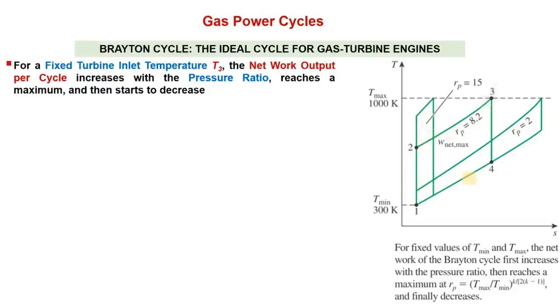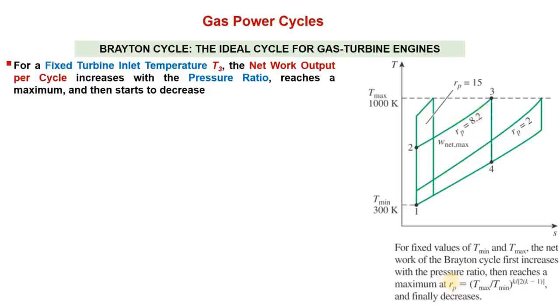And where will this maximum be? This maximum will occur at this point when the pressure ratio is equal to, for a fixed T minimum and T maximum temperature. For example, this T minimum is fixed and this T maximum is fixed, right? So this maximum will occur at this pressure ratio. Rp is equal to (T maximum over T minimum) to the power k over 2(k minus 1), right? So this will be that pressure ratio at which the maximum efficiency or maximum net work output will be obtained.